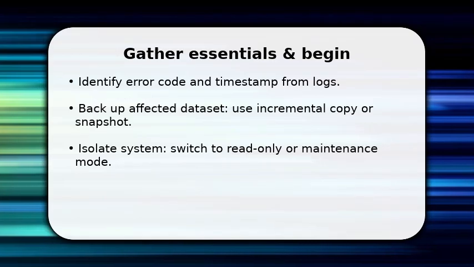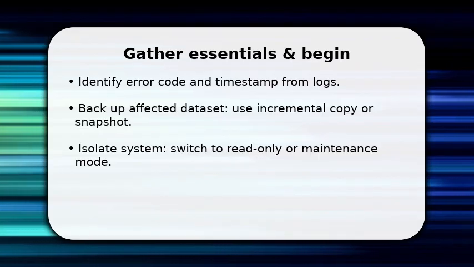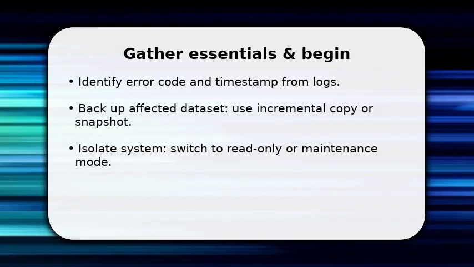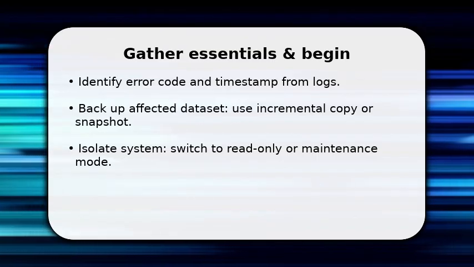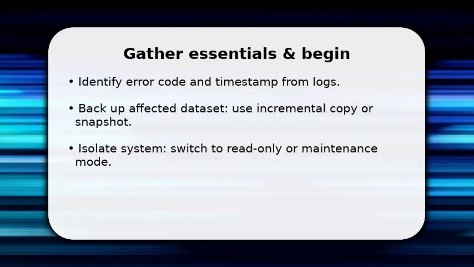Enjoy the video. You start by confirming the exact error and scope, so you fix root cause, not symptoms. First, capture logs and note the timestamp. That tells you what changed. Next, make a full backup or snapshot of the affected data to avoid compounding damage. Once done, isolate the system by using read-only or maintenance mode so users don't overwrite fixes. These steps let you proceed safely and preserve evidence for rollback if needed later.